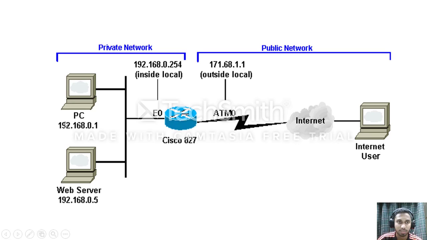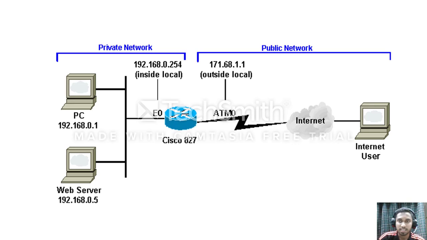For example, right now it is 192.168.0.1. It will change to maybe 170.168.0.1, and when it is 170.168.0.1, it will be possible to be translated from private network to public network. As this happens, the data packet is able to be transferred to the internet user.